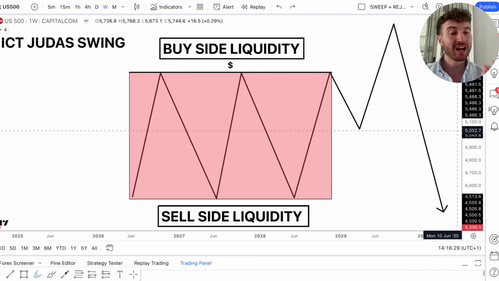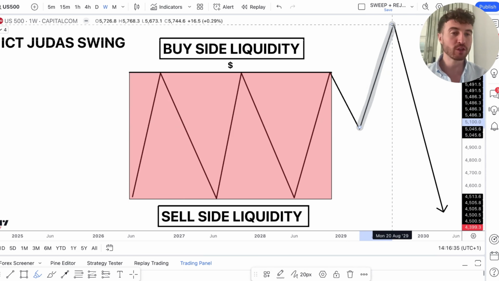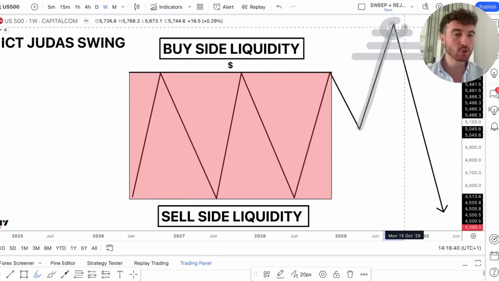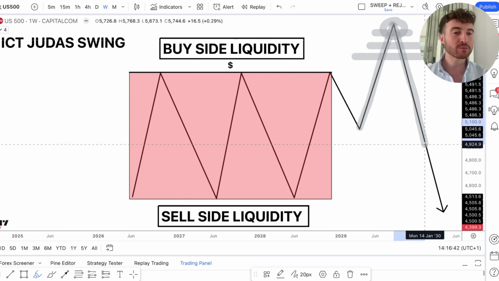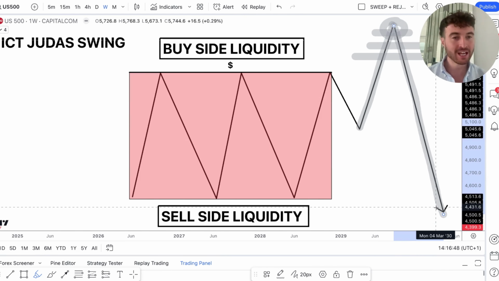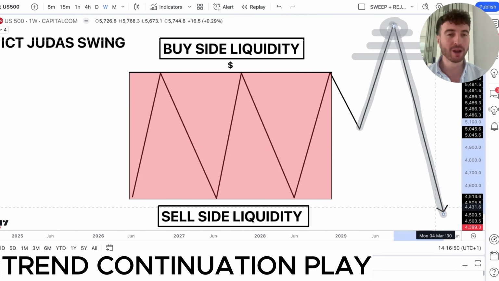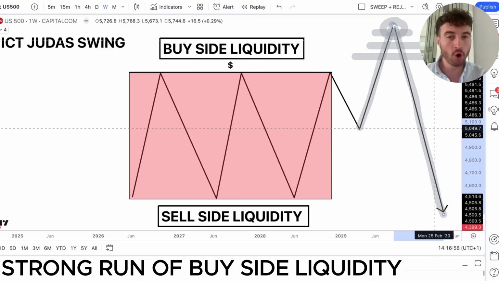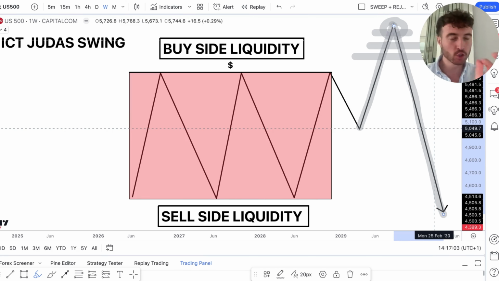So the short trade and the long trade are going to be stopped out within this impulsive move to the upside right here, manipulating all of this buy side liquidity, collecting these orders, and then ultimately this move right here, this arrow right here, is the move that we are going to take part in, which is the strong trend continuation play to the downside. So for example, if we are sell bias on the market, we want to see a strong run of buy side liquidity, and then we can look for a potential short trade for a trend continuation play.